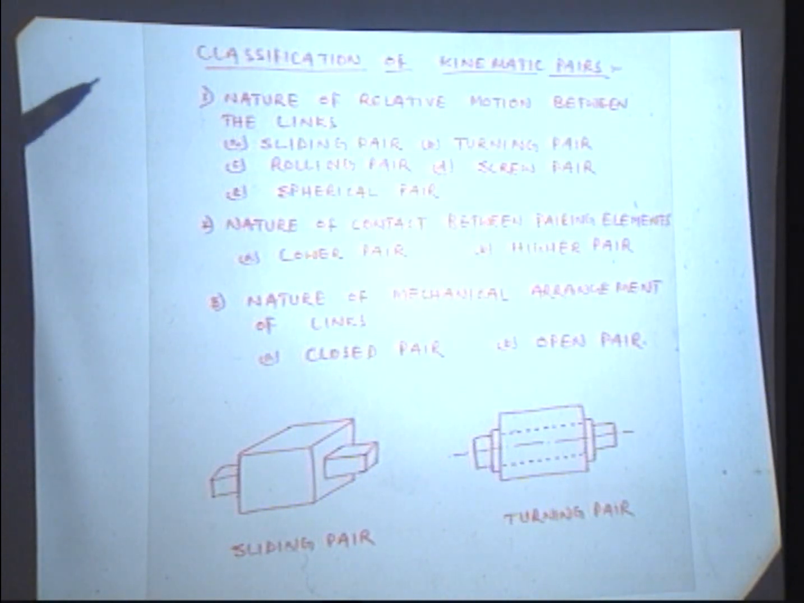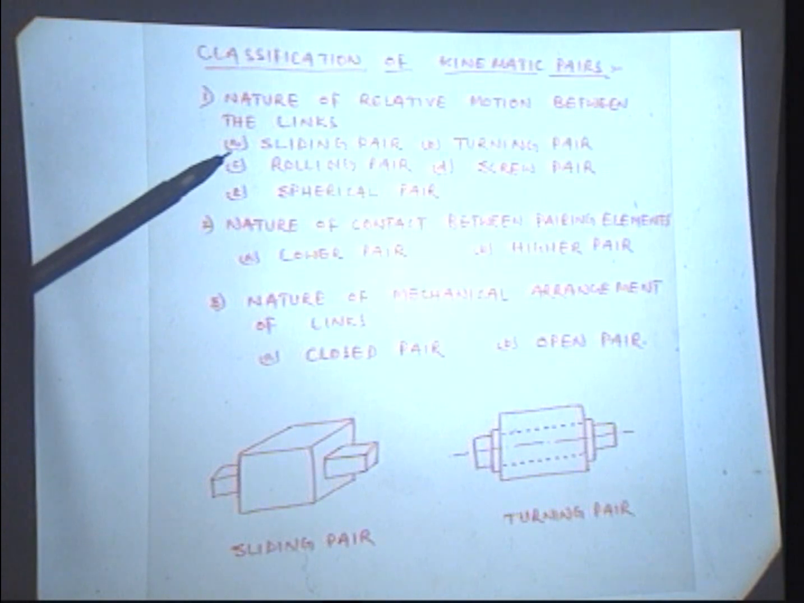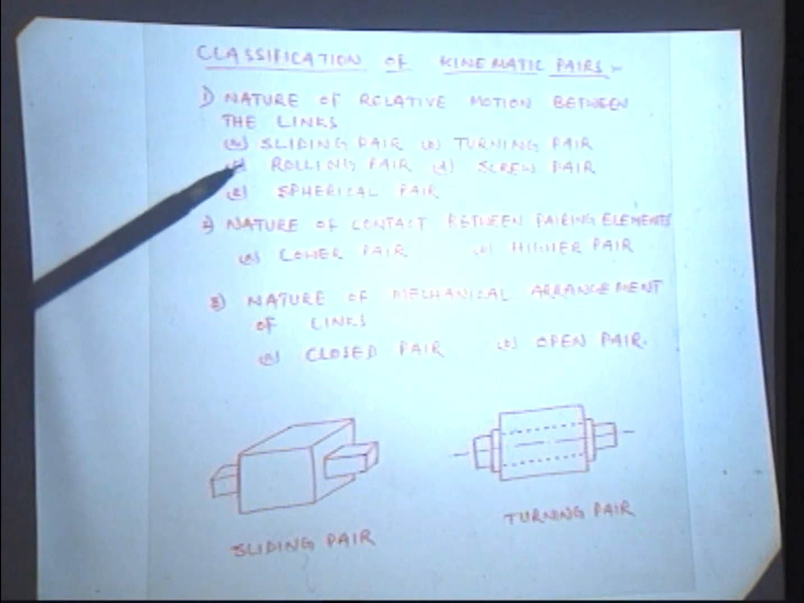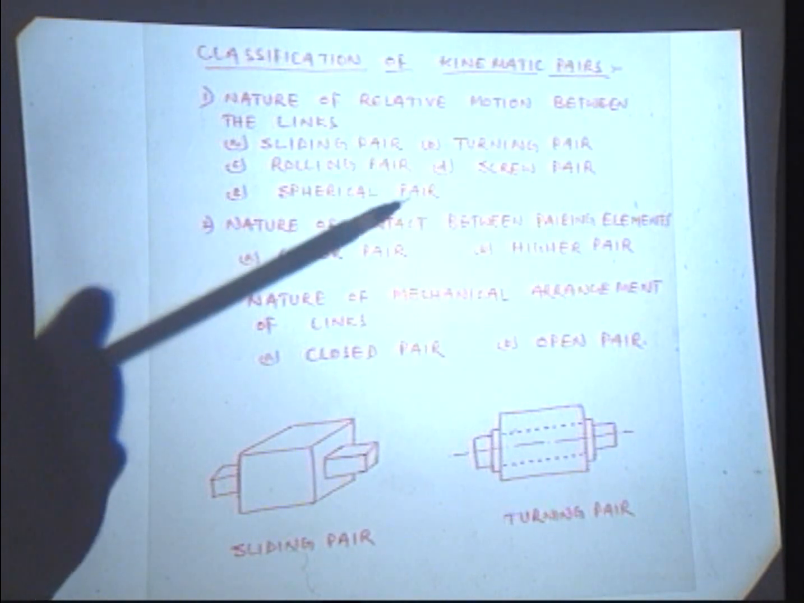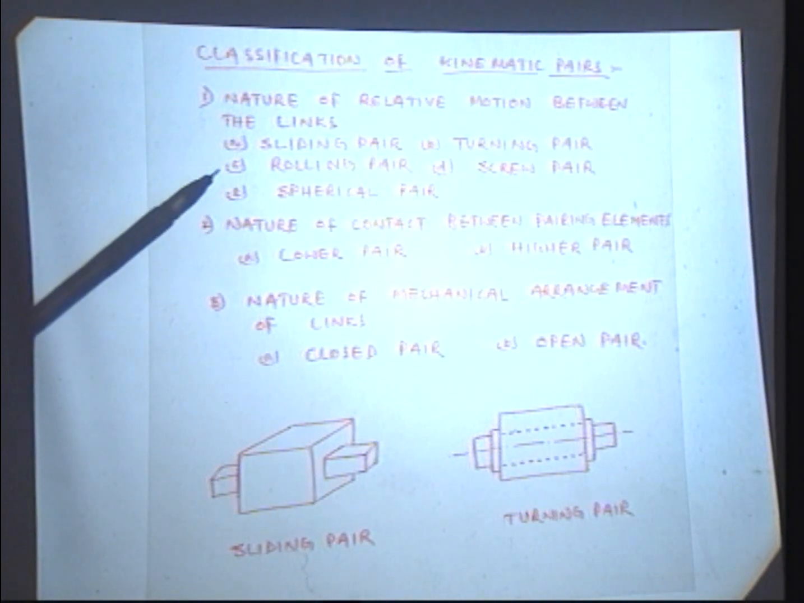Now we discuss the classification of kinematic pairs. Depending on the nature of relative motion between the links, the kinematic pairs are classified into a sliding pair, a turning pair, a rolling pair, a screw pair, and a spherical pair. Let us first discuss these types.